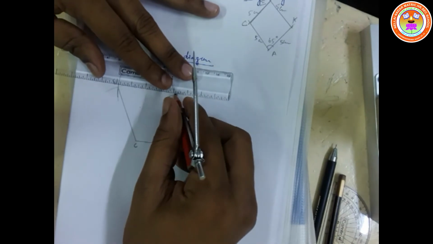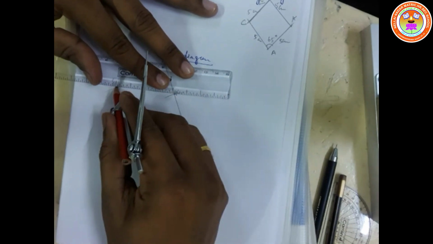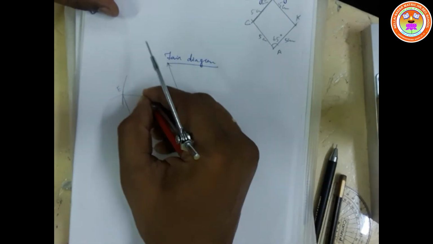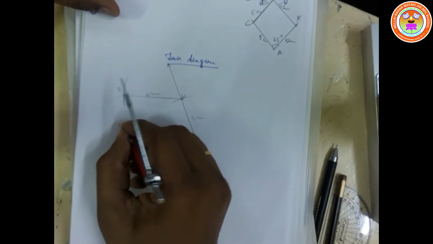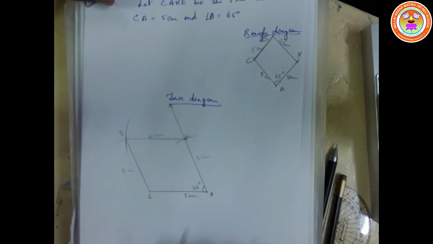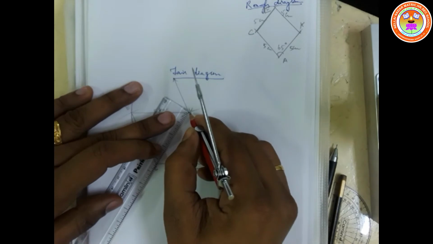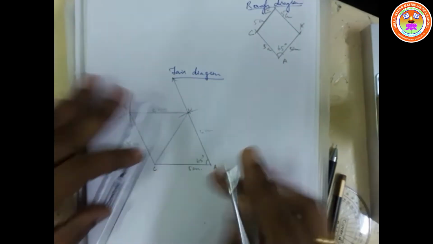CAKE is the required rhombus. This is 5 centimeter, this is also 5 centimeter, this is also 5 centimeter, and this is 5 centimeter. So this is the required rhombus. Now we want to find the area. In order to find the area, we want to join the diagonals.